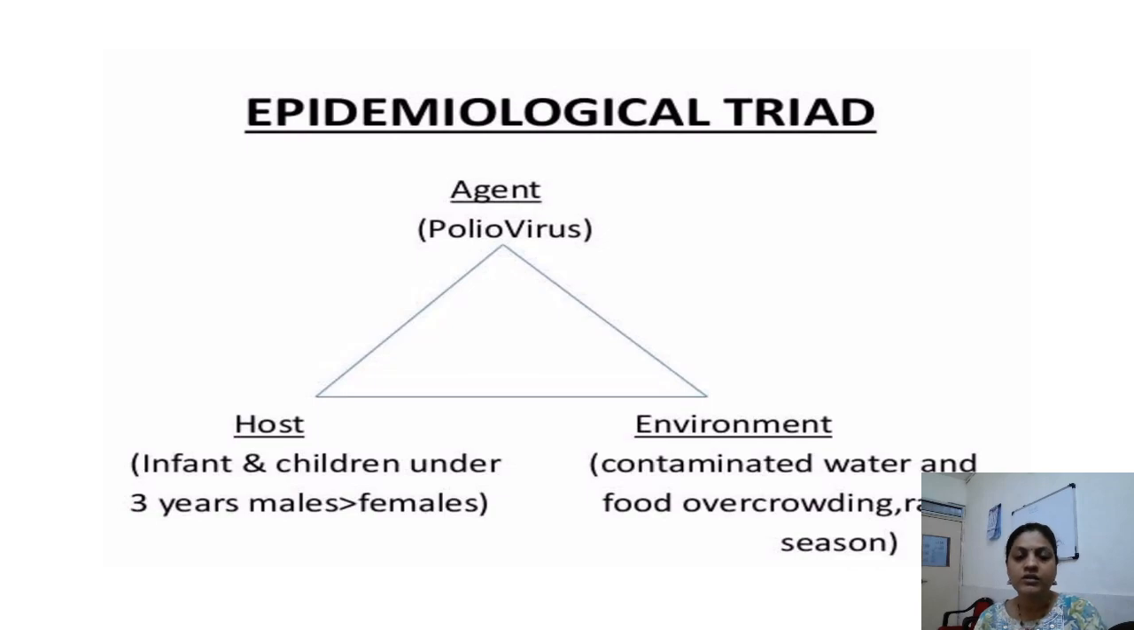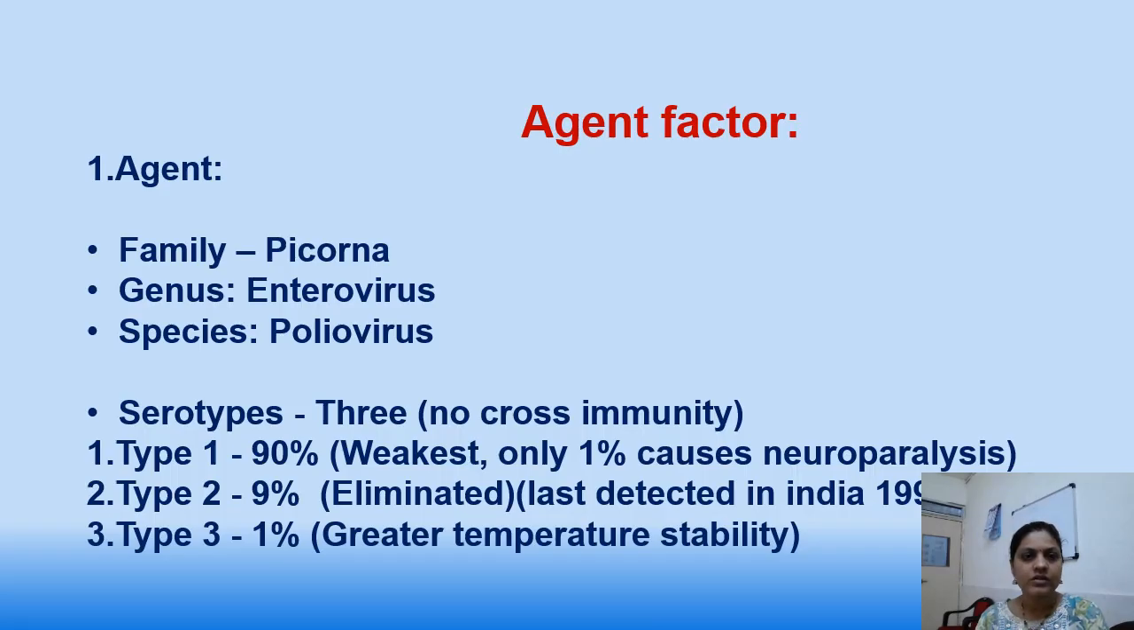It's essentially fecal-oral. So the agent factor is the Picorna virus, which is the polio virus, which belongs to the Picorna family and the enterovirus group, the smallest viruses found in nature. There are three serotypes: type 1, which accounts for 90% of cases, type 2, which has been eliminated, the last case in India was seen in 1999, and type 3, which has a greater temperature stability.